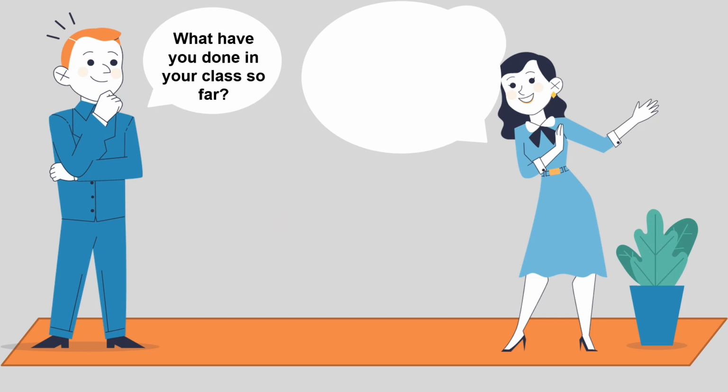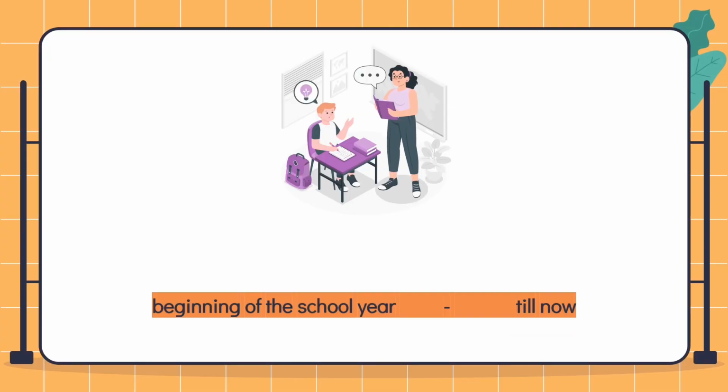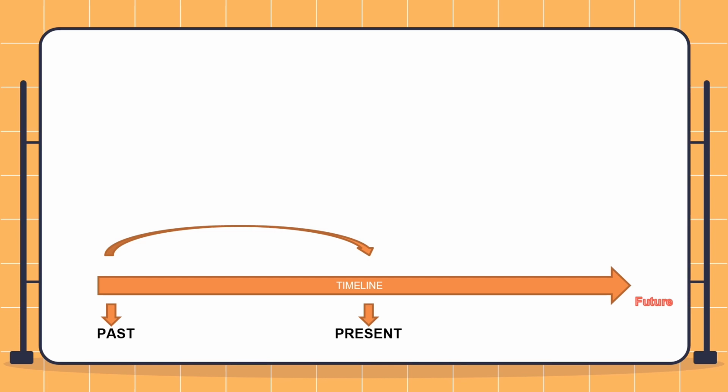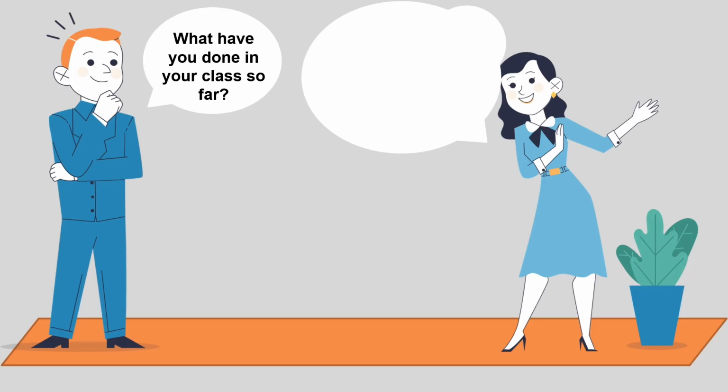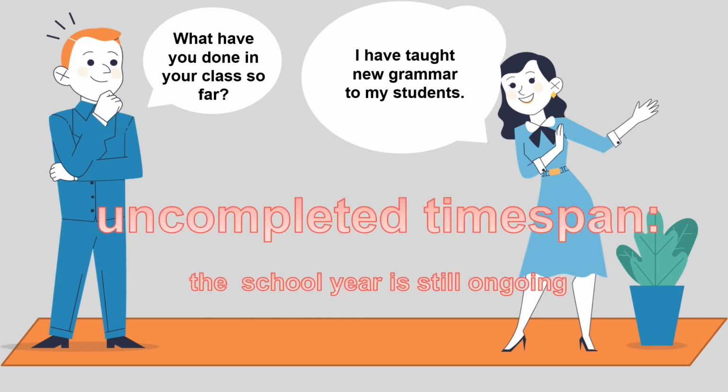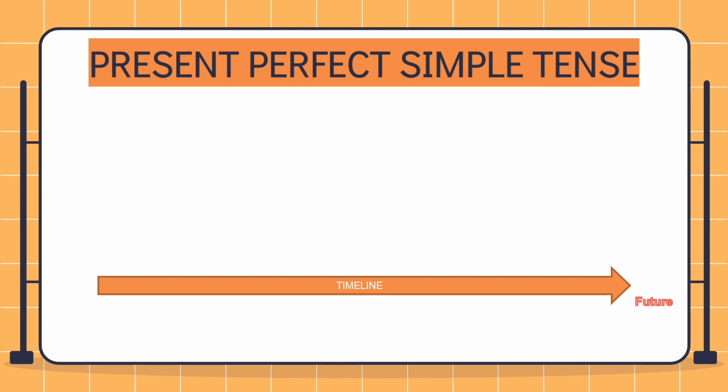But how would I answer the question, "What have you done in your class so far?" With the expression "so far," he signals to me that he asks about the time span. In this case, from the beginning of the school year till now. So from past to present. And in this case, I would respond with, "I have taught new grammar to my students." We have an expression about an uncompleted time span, because the school year is not over yet. So basically, the present perfect simple tense is a combination of the past and the present.